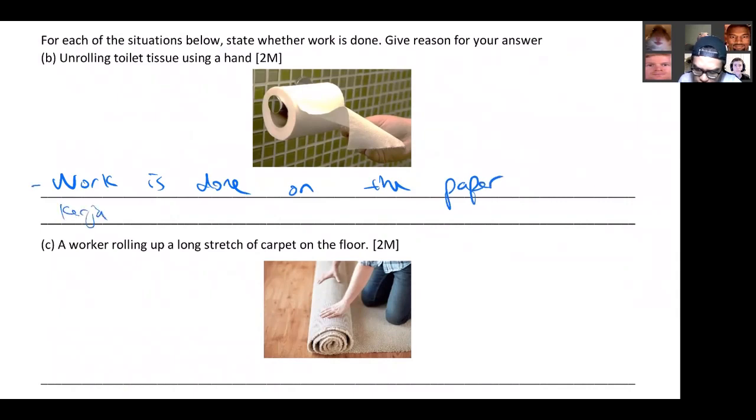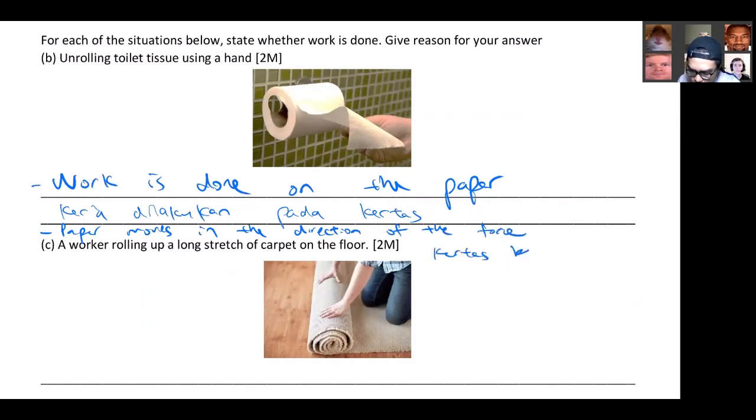For PM, kerja dilakukan pada kertas. So what else can you write for the second point? You can say force and paper. The paper is moving together with the force. So the paper moves in the direction of the force. Kertas bergerak ke arah daya. So there is work done.